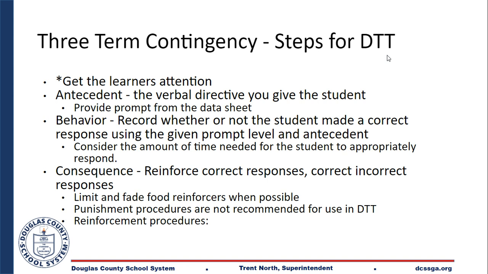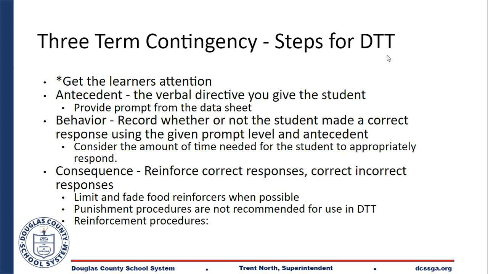There are some objectives that will not have a consistent antecedent, such as following a one-step direction. You're not going to give the same verbal directive each time for that, but most antecedents will be listed on the data sheet. As soon as you give the antecedent, follow it immediately with the prompt that is also provided on the data sheet. Once you've delivered the antecedent and the prompt, you observe the behavior, and this is the student's response. So record whether or not the student made a correct response using the given prompt level and antecedent.